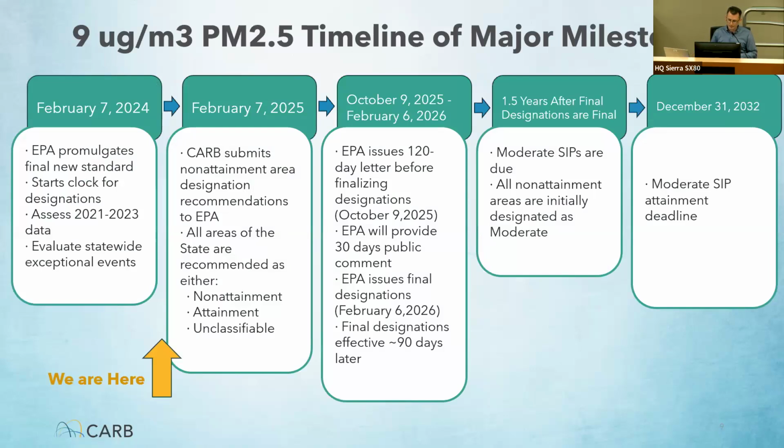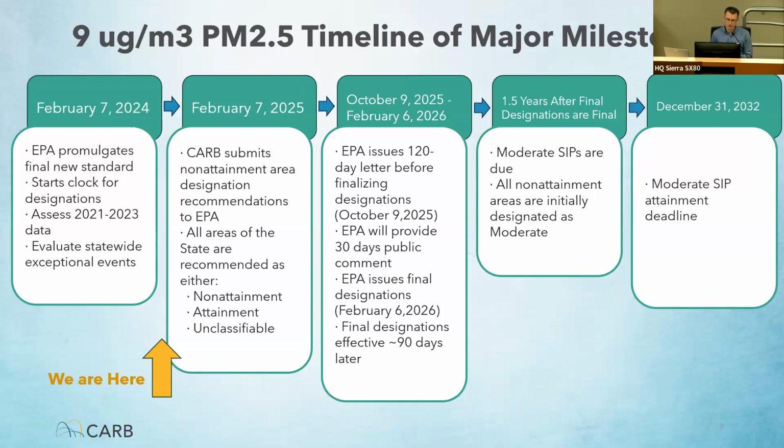So the set of events that were kicked off with the standard being revised in February this year, 2024, kicks off a set of events. These are established in the Clean Air Act for how this process works. Once EPA establishes a new standard for any pollutants, we're focused here on PM 2.5, but anytime the standard is revised, states are then given 1 year to recommend areas that will be designated non-attainment for this new standard.